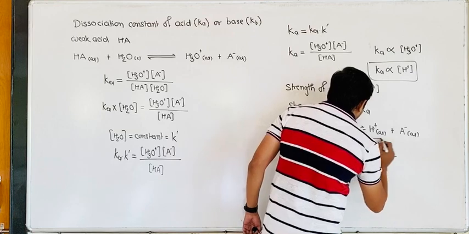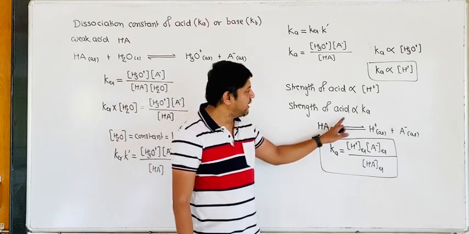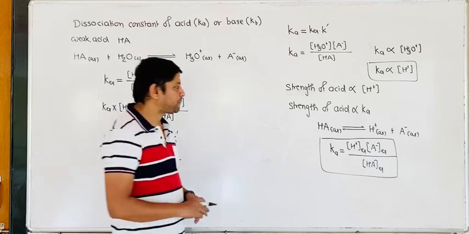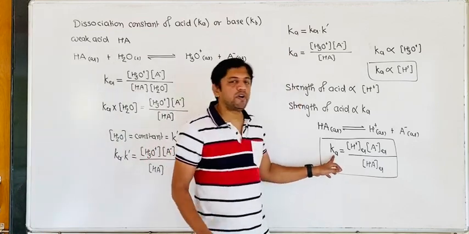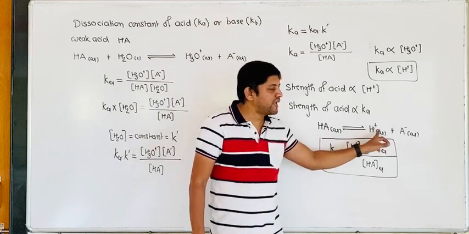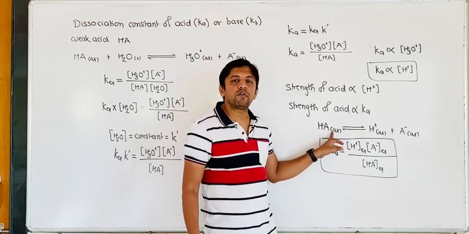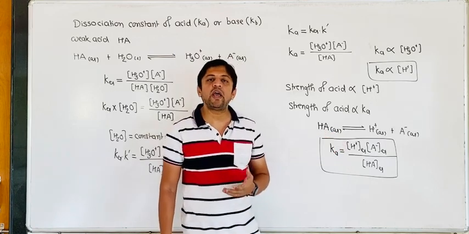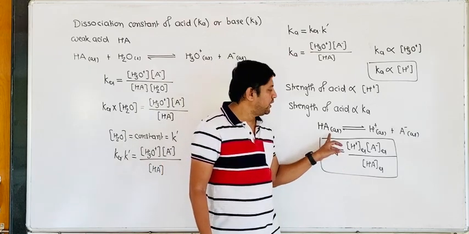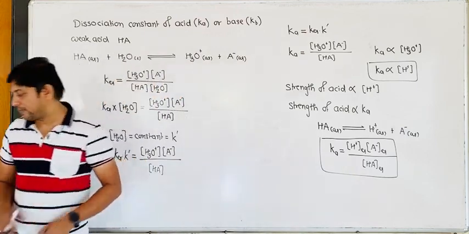So Ka is directly proportional to the concentration of H plus ions. Hence acidity is directly proportional to the value of the dissociation constant of weak acid, Ka. The dissociation constant of a weak acid is nothing but the equilibrium constant for the dissociation reaction of that weak acid. Hence Ka, or the dissociation constant of weak acid, is defined as the equilibrium constant for the dissociation of weak acid. Exactly similar expression can be written for a base.